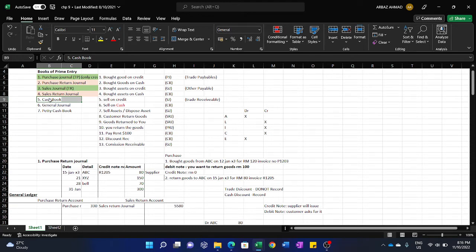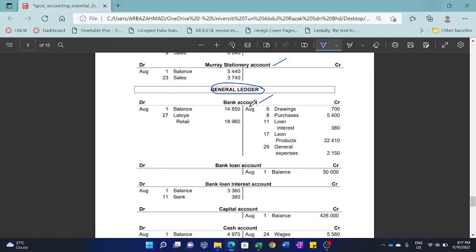If it's not falling in these four categories, it's probably general journal. Cash book, I told you, is a simple trick. If it includes the term cash or cheque, definitely cash book. It doesn't matter if it's a sale, a purchase, or whatever it is. As long as the statement includes the term cash, it goes in the cash book directly.